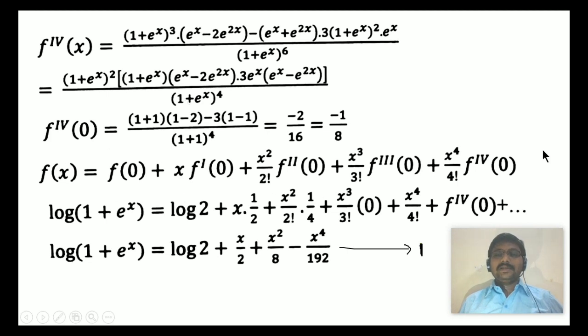Now we will use the Maclaurin's series formula. The formula is f of x is f of 0 plus x into f dash of 0 plus x square by 2 factorial f double dash of 0 plus x cube by 3 factorial f triple dash of 0 plus and so on. So substituting all the above values in this formula and simplifying, we will get the required series expansion of log of (1 plus e power x) in increasing powers of x. So it is the required series expansion.